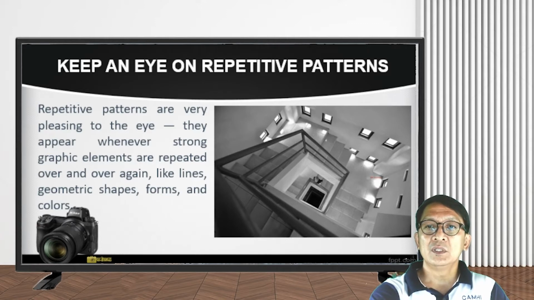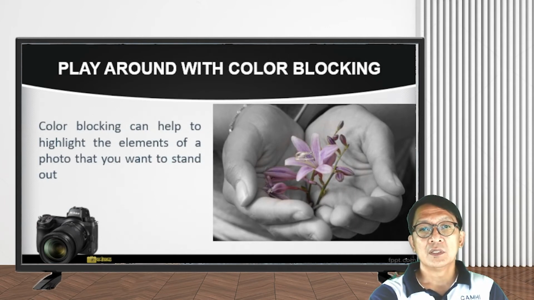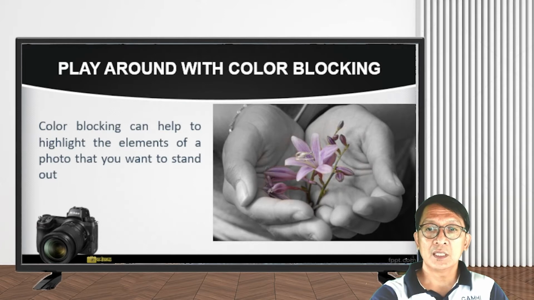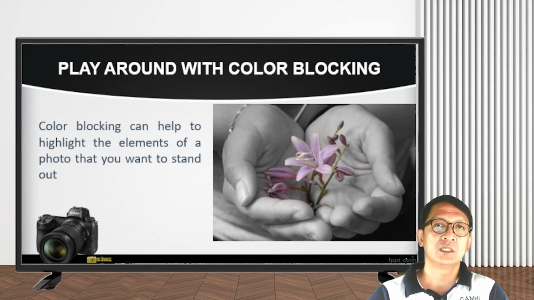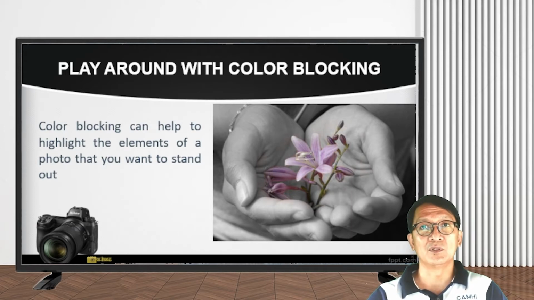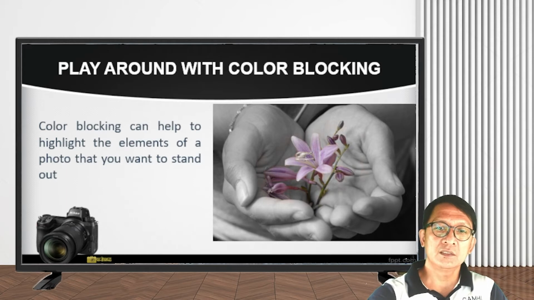Then, play around with color blocking. So, color blocking can help to highlight the elements of the photo that you want to stand out. So, kung halimbawa, kung gusto nyo mag-stand out yung subject nyo, pwede nyo gawing monochrome or black and white yung ibang part ng photo para mag-stand out yung subject mo. Okay, halimbawa, yung flower, tulad nung nasa example, siya yung naka-stand out dahil siya lang yung may kulay. Or orchids ba yan? Okay, yan.